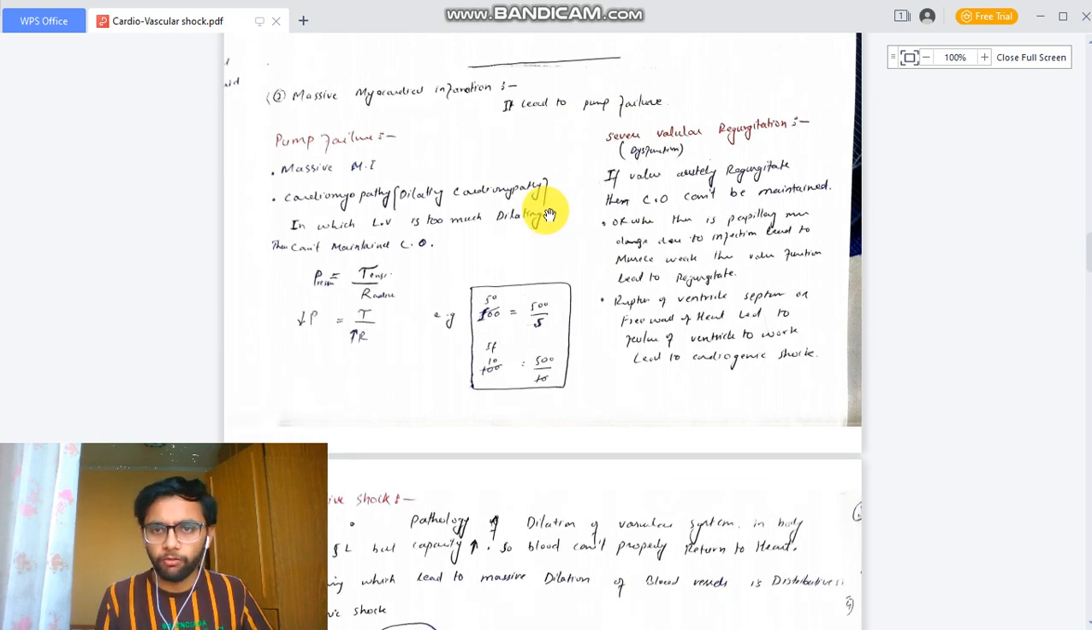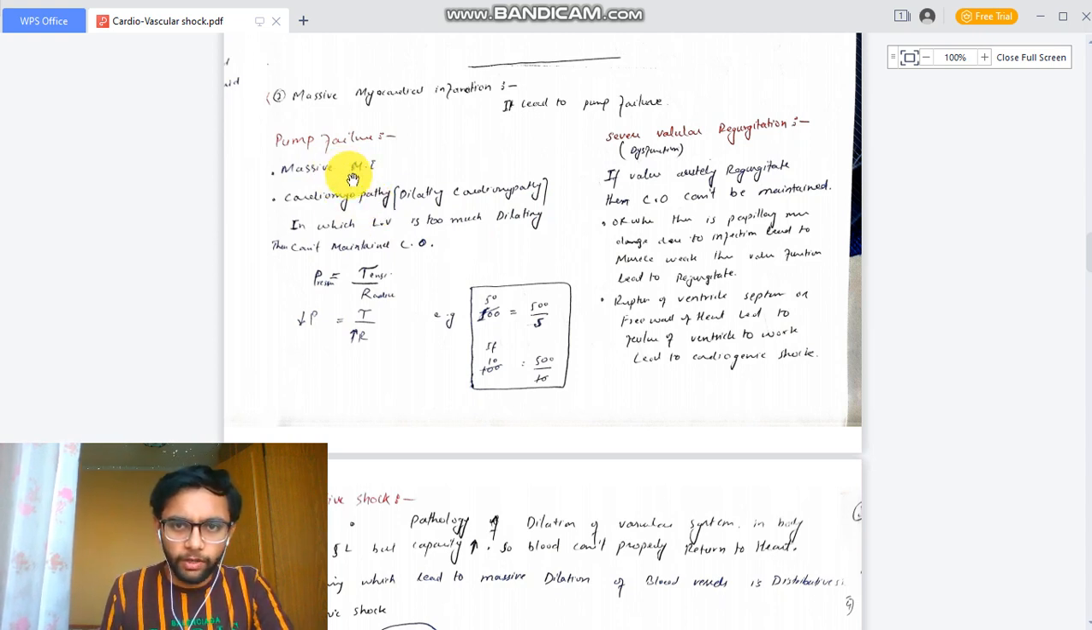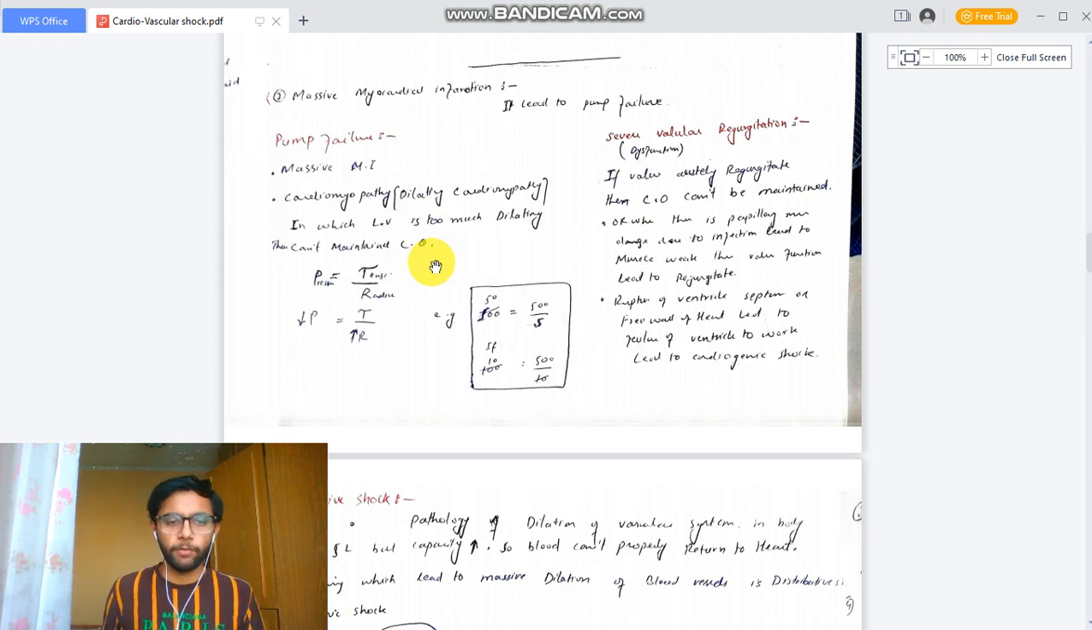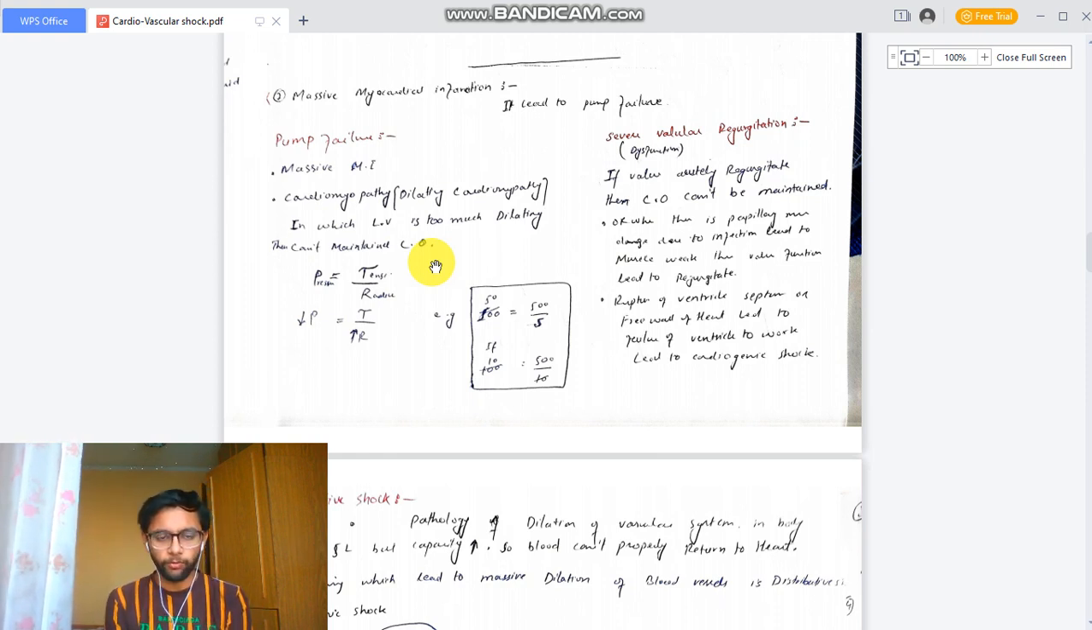Pump failure, severe valvular regurgitation. Pump failure, massive myocardial infarction. Pump failure is also due to cardiomyopathy, which is dilating cardiomyopathy, in which the left ventricle dilates so much that it cannot meet cardiac output. For example, in dilating cardiomyopathy, the left ventricle dilates too much. It accumulates more and more blood.